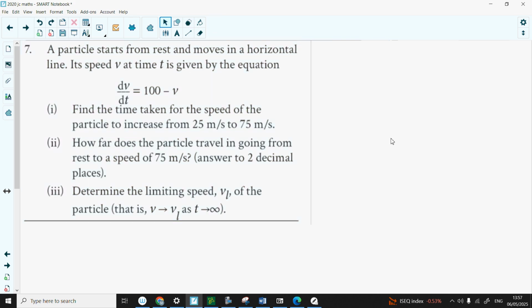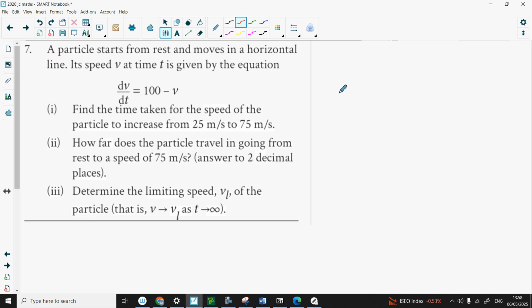A particle starts from rest and moves in a horizontal line. Its speed v at time t is given by the following equation. Find the time taken for the speed of the particle to increase from 25 to 75.